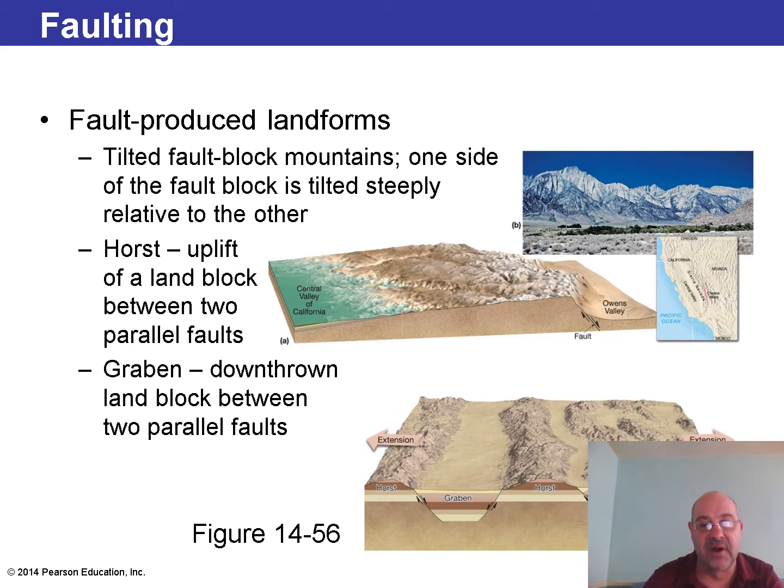All right, so faults produce landforms. Tilted block mountains. One side of the fault block is tilted steeply relative to the other. You do need to know both these for your test. The horst, uplift of a land block between 2 parallel faults. What you need to remember is the horst is the up part and the graben is the down part. Okay, graben, the down thrown land block between 2 parallel faults.